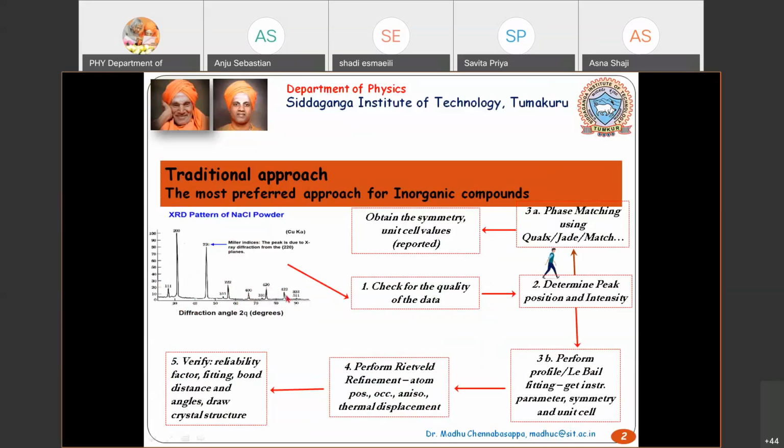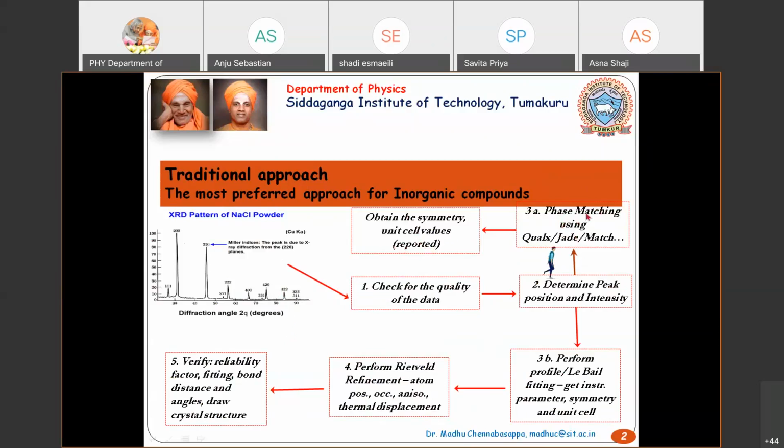differentiable. If you cannot differentiate, say for a monoclinic system, two close by peaks, then it would be difficult to do the proper fitting. So then you can take two approaches. The first approach is phase matching, which we did. Phase matching will give more information about the symmetry and unit cell values, from your reported data or from the database.